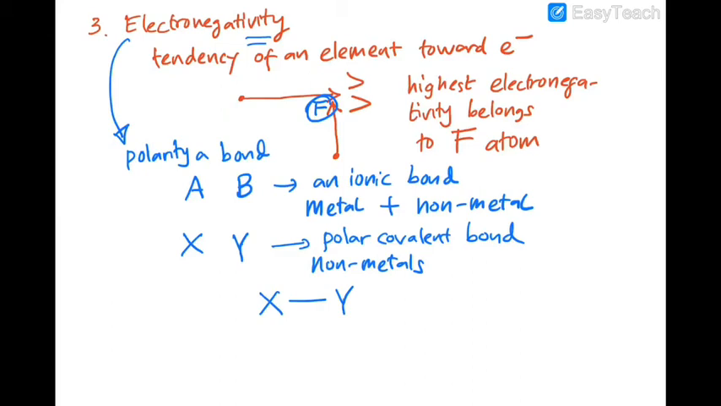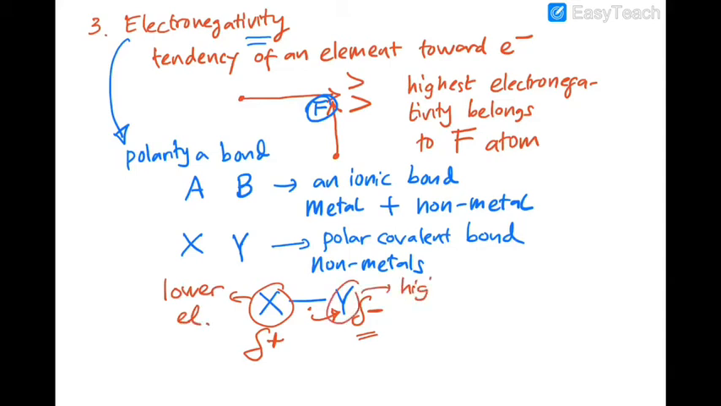However, the electrons will actually have a tendency to be attracted more towards the one with higher electronegativity. This is the symbol for it. And it will be a bit further away from the other atom that is partially positive due to lower electronegativity. And this one has the higher electronegativity.